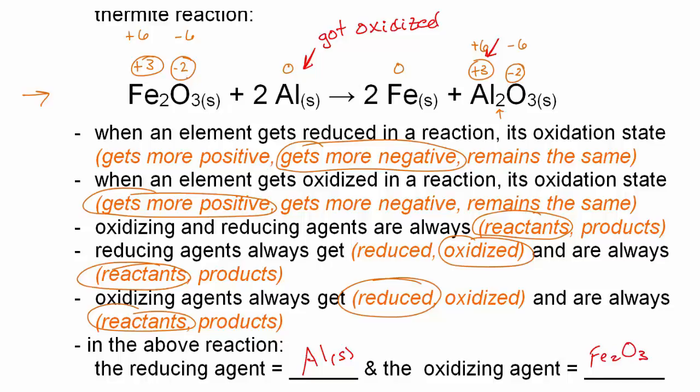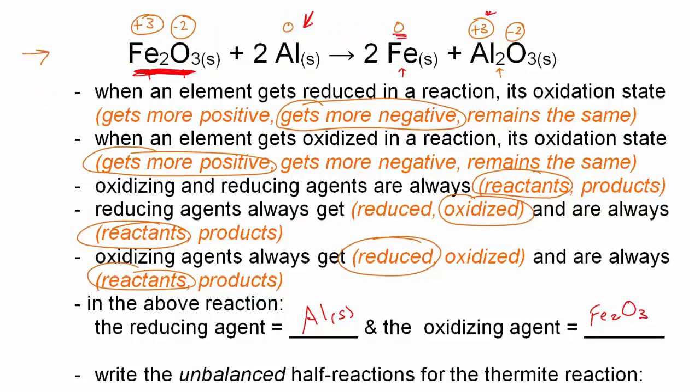Iron, now oxygen, notice it didn't change. -2 is -2. The oxygen doesn't change. But the iron went from +3 to 0. So iron got reduced, right? It got more negative. +3 all the way down to 0. It got reduced. So this compound, it got reduced. It is the oxidizing agent. Okay.